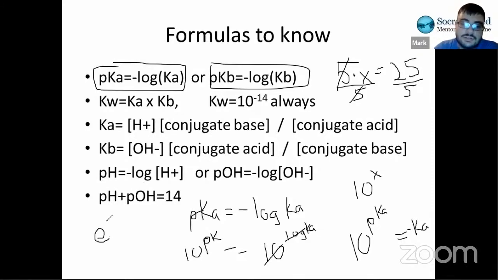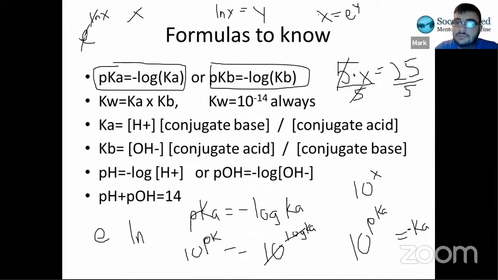Same thing actually with e to the power of and ln, right? If you do e to the power of ln x, again, they cancel out and you just get x. So if you did ln x equals y, and you wanted to find out what x was, you'd do e to the power of both sides. So again, e to the ln x cancels out, and you just have x is equal to e to the y power. Okay, and just like here, you have negative log Ka is equal to pKa, but essentially it's like that. I'll give you an example.